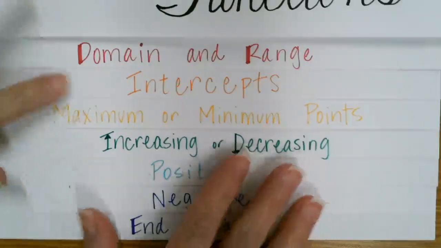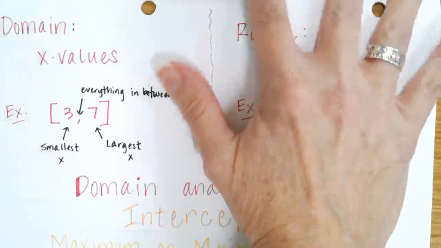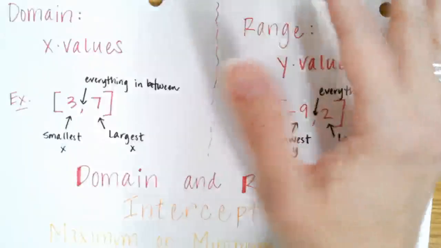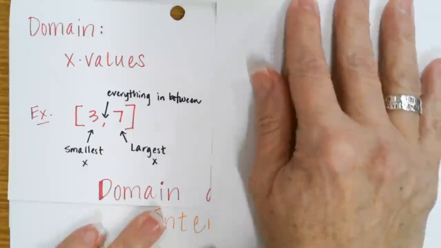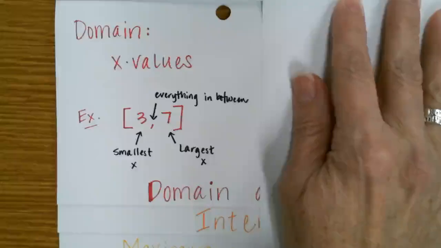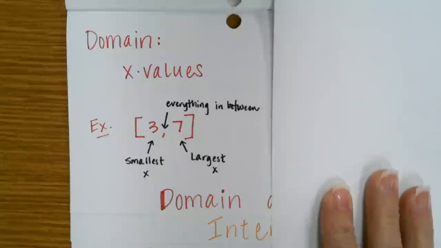All right, first up is domain and range. Now, I already have my flip chart completed, so I'm going to use a handy dandy piece of paper to cover up so it doesn't feel too overwhelming. All right, first part. The domain is talking about the x values of a function.